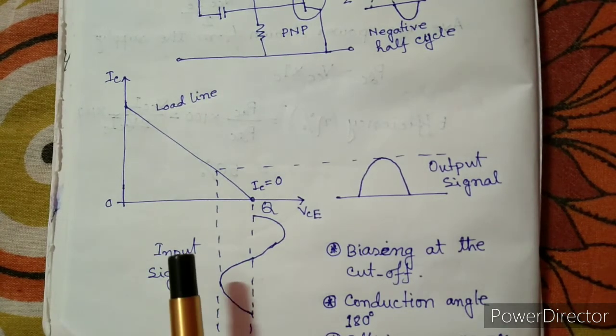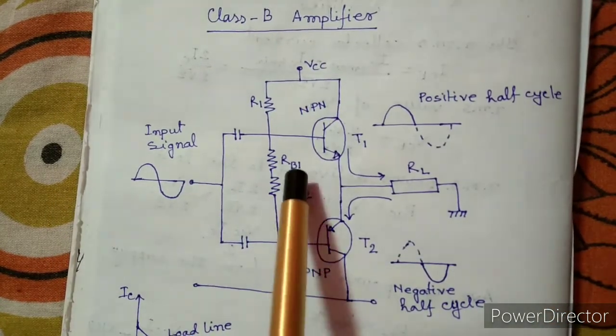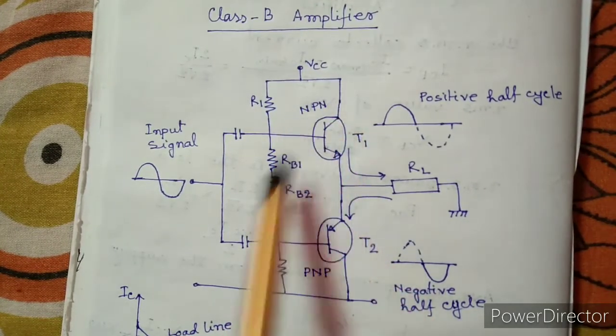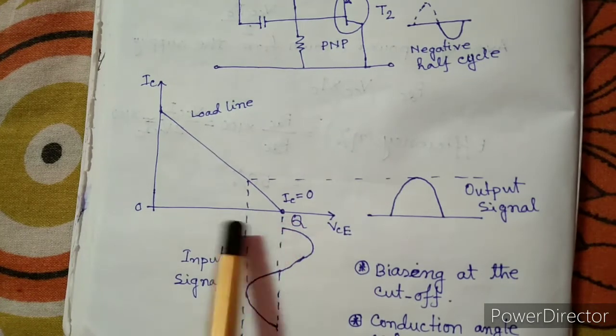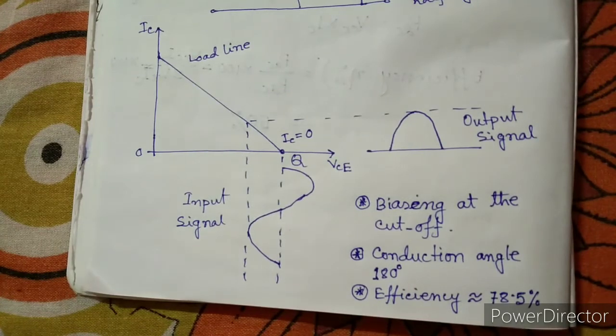Now if we see the circuit here, VCC is applied, and we have biased in such a way that the Q point is at the edge of cutoff. If we see the efficiency of class B amplifier, the class B amplifier efficiency is greater than class A amplifier. It is near about 78.5% theoretically.